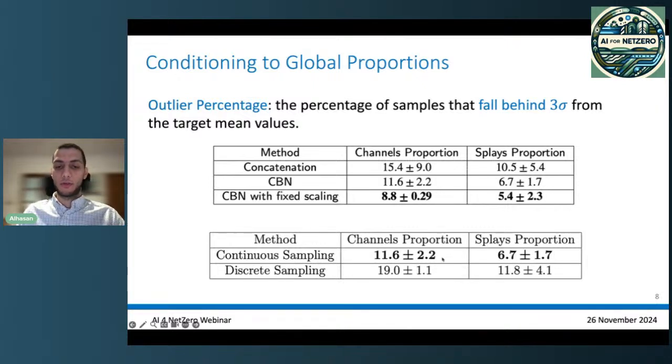And you can also observe here that continuous sampling has achieved a much lower outlier percentage when compared to the discrete sampling.